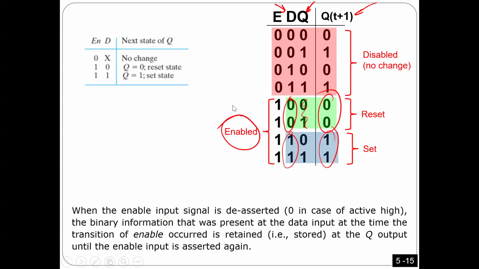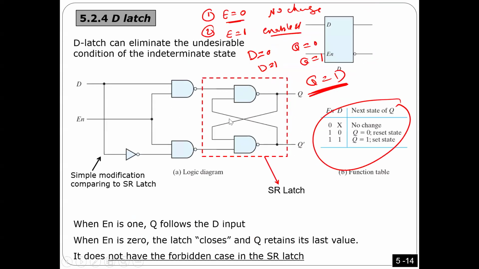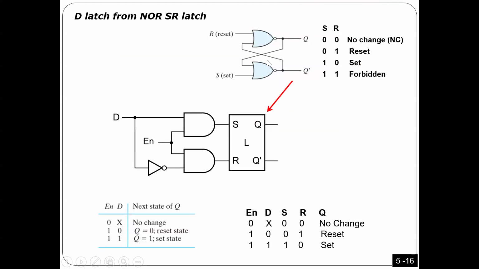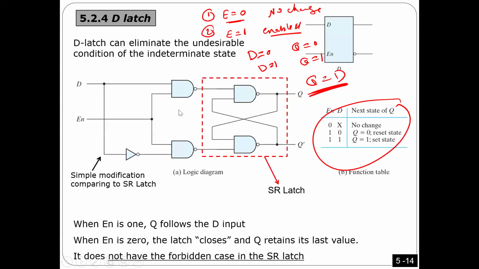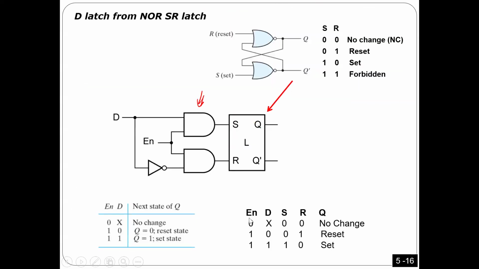Also, we can implement the same thing, but instead of using NAND gates, I can use NOR gates this way. So here you have NOR gates, but here I'm going to use AND gates instead of NAND gates. In this case, you will get the same truth table. It's exactly the same thing.